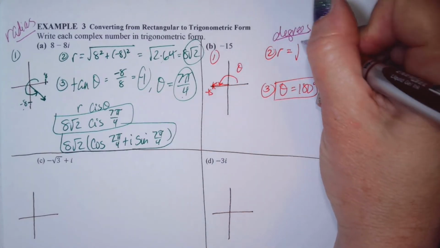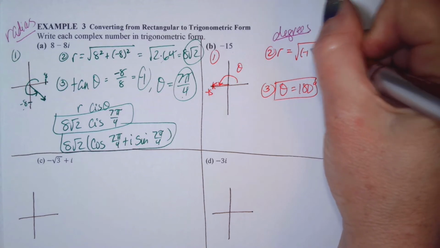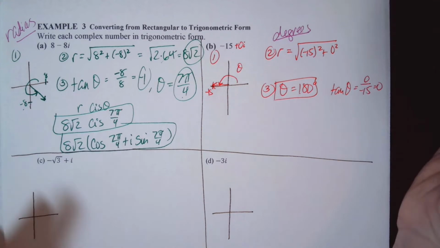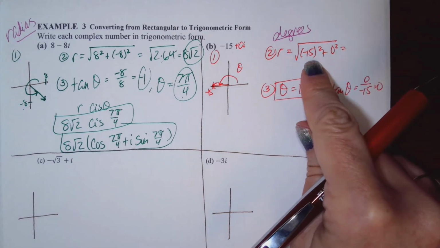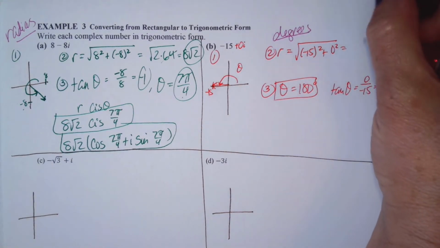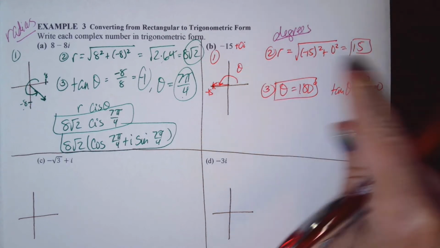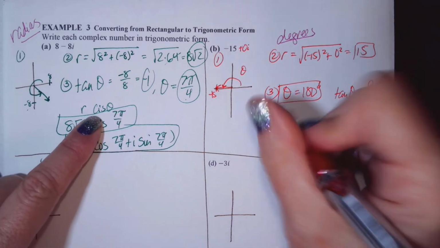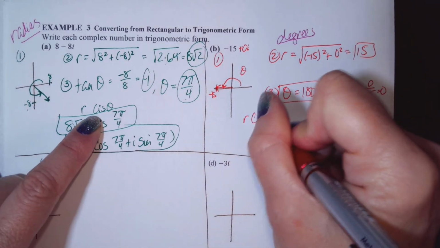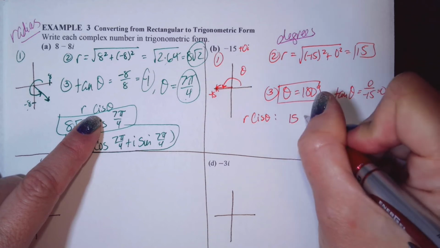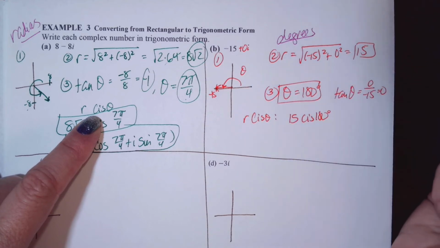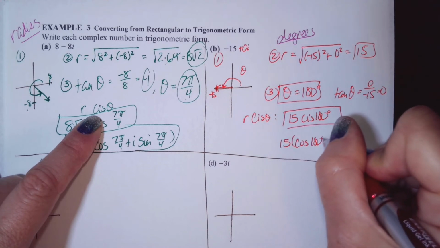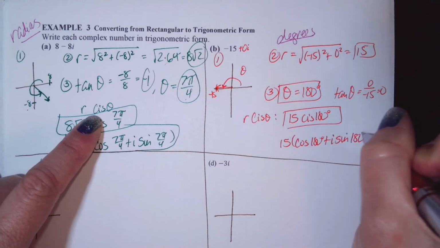Okay, so r is the square root of the sum of the squares. Well, I've got negative 15 squared. My imaginary part would be 0i, so 0 squared is just 0. Negative 15 squared becomes a positive, and the square root of that is going to be 15. So my value for r is 15. And then I put it back in my r cis theta form for polar form. So I have 15 cis 180 for my polar form, shorthand. Long version, cosine 180 plus i sine of 180.